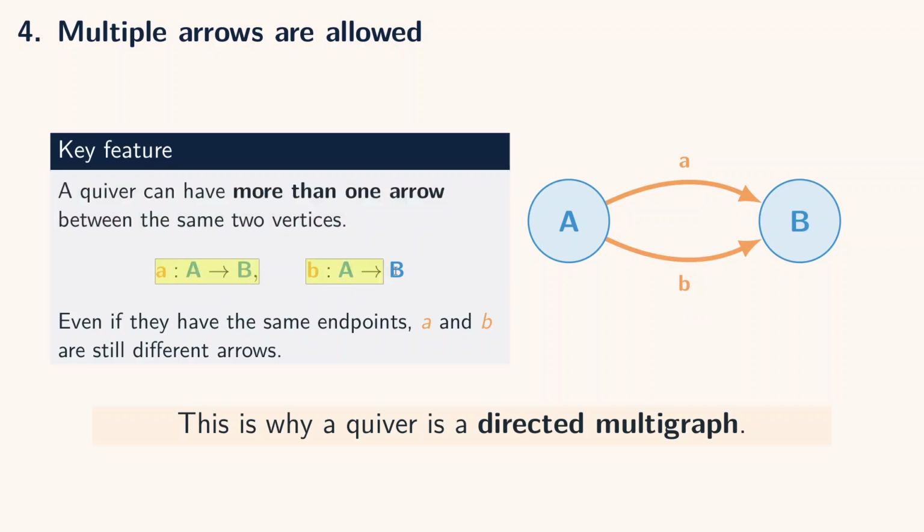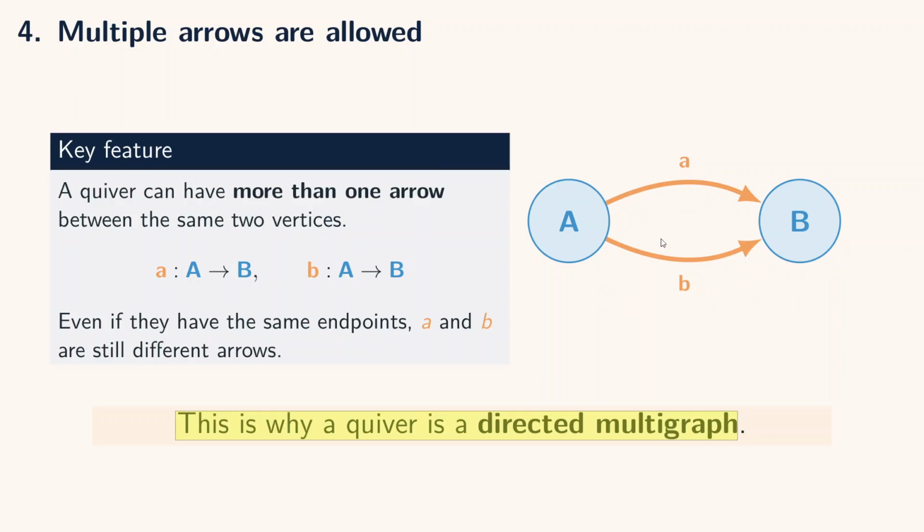This is why a quiver is described as a directed multigraph. The word multi here is doing exactly the work you might expect. It signals that multiple arrows between the same pair of vertices are perfectly allowed. There is no rule that says you can only have one connection between 2 points. In the picture, you see A on the left and B on the right, and 2 separate arrows drawn between them, one labeled A and one labeled B, both pointing from A to B but clearly drawn as 2 distinct arrows.